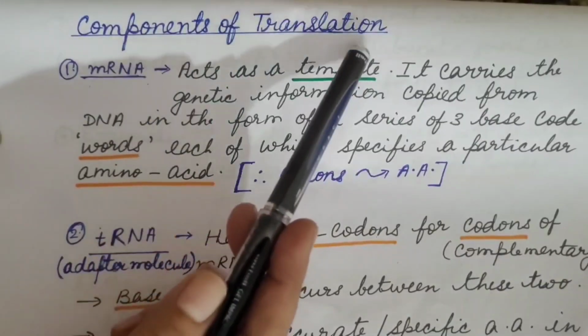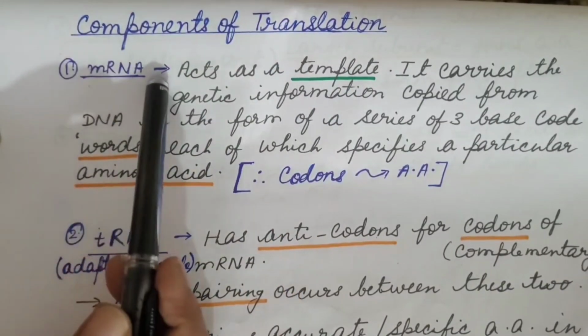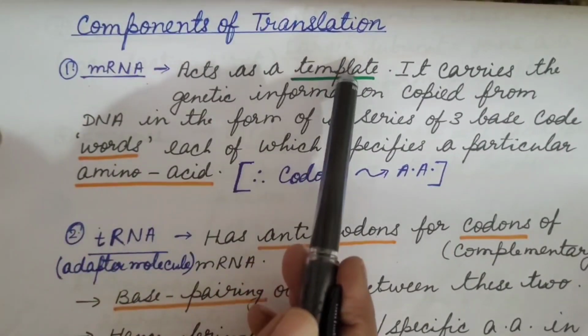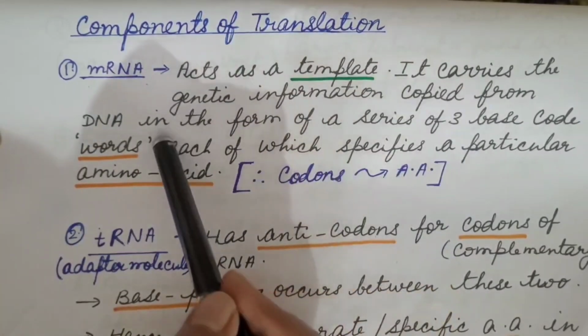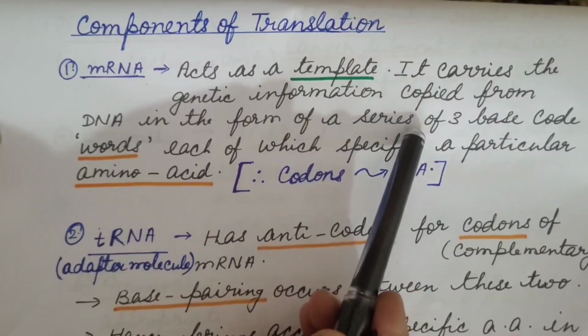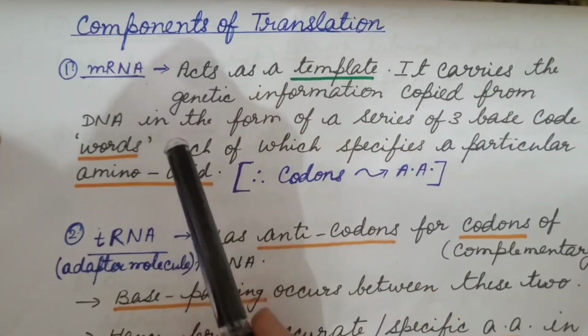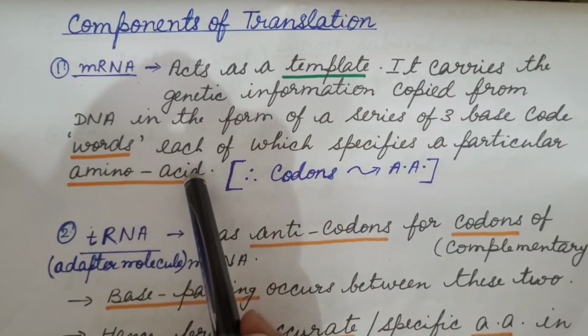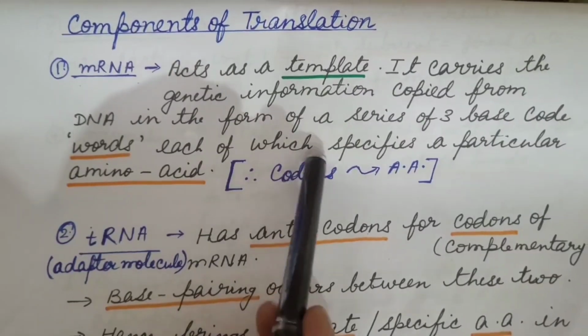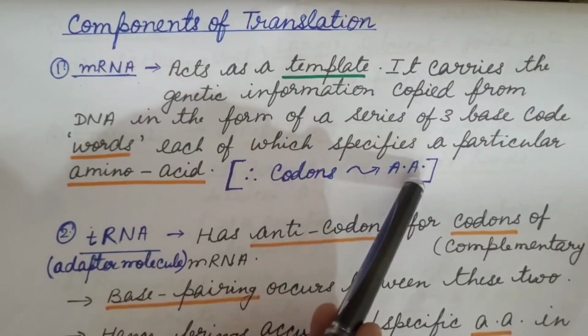Now let us see the components of translation. First is messenger RNA. It acts as a template. It carries the genetic information copied from DNA in the form of a series of 3-base code words, each of which specifies a particular amino acid. Therefore, codons specify amino acids.